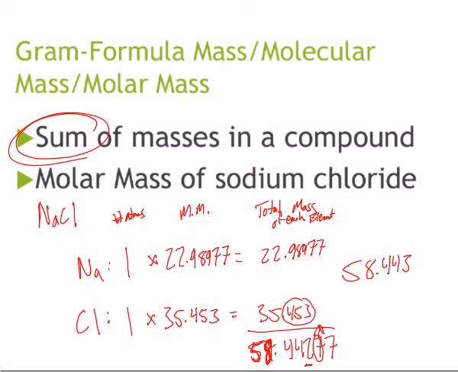Now, our unit, guys, our unit for molar mass. Molar mass is how many grams are in 1 mole. That's what molar mass is. It's the amount of grams in 1 mole of a substance. So our unit here for molar mass is grams per mole. It is a double unit. Okay? Grams per mole.